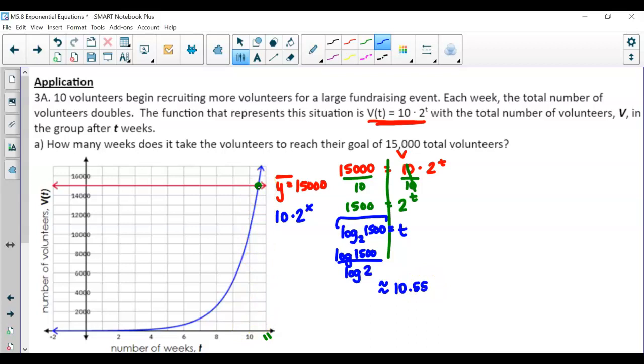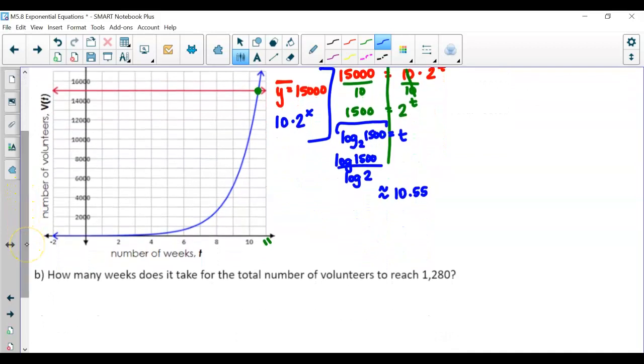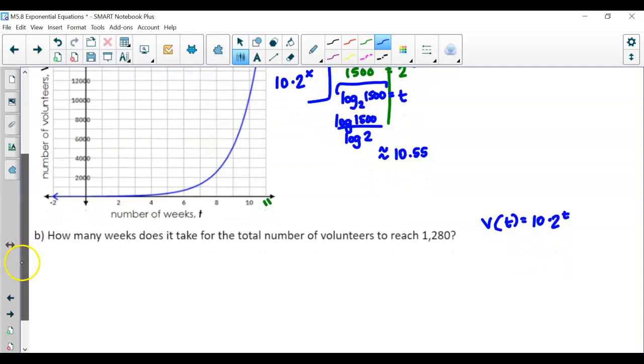So again, notice if you wanted to graph, this is the setup in Desmos for graphing. And it's where they cross. So like here, go ahead and pause the video. So here we're using the same function. So the V of t is equal to 10 times 2 to the t power. So now let's see how you would set it up if you had 1,280.